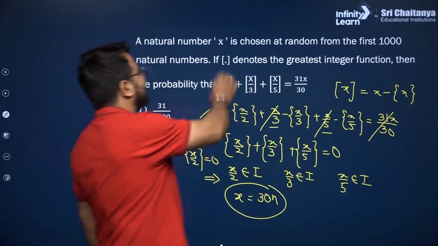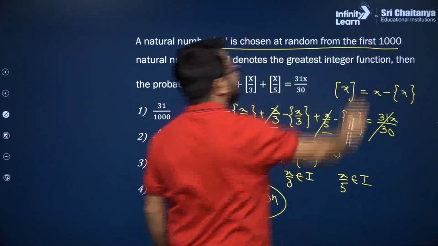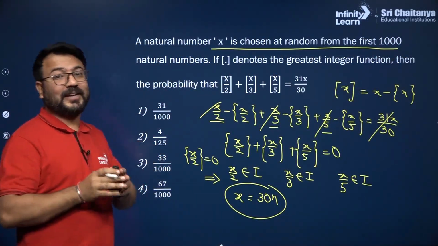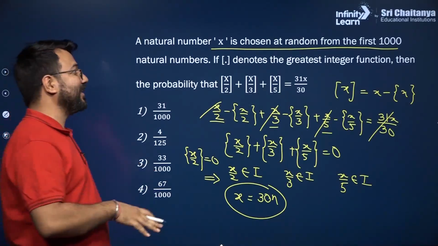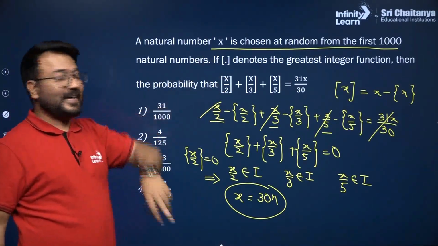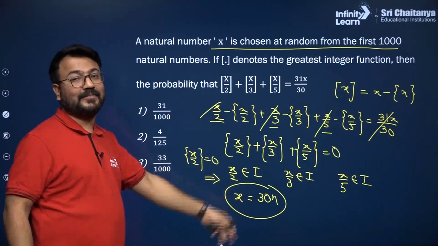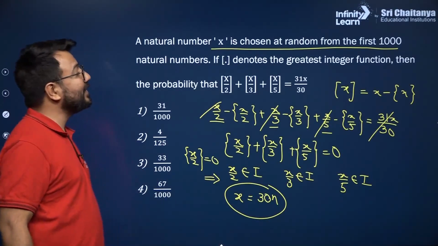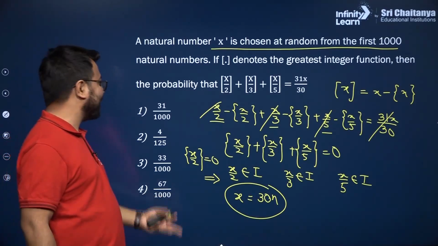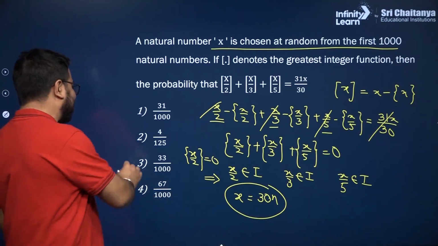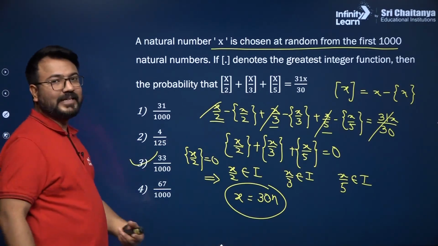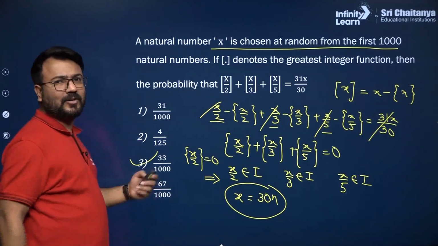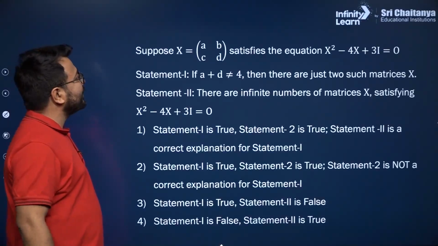Now x should be chosen from 1000. So the number of numbers lying between 1 and 1000 that are exactly divisible by 30: if I divide 1000 by 30, basically I get 33. So the answer will be 33 upon 1000. The probability we needed to determine is 33 upon 1000. I hope you are able to understand how we got the solution. Moving ahead to the next question.